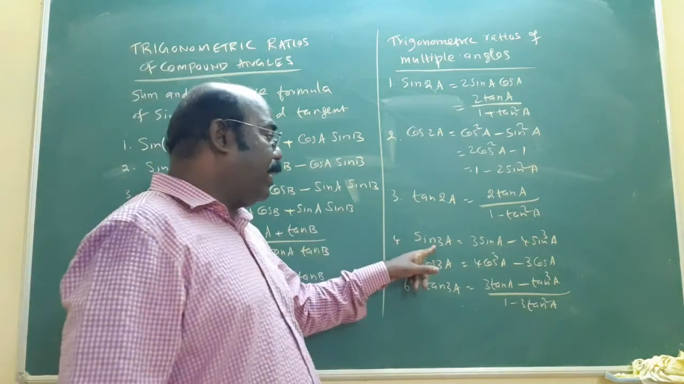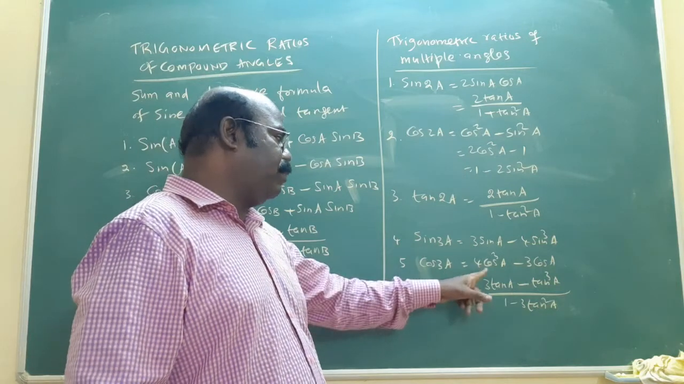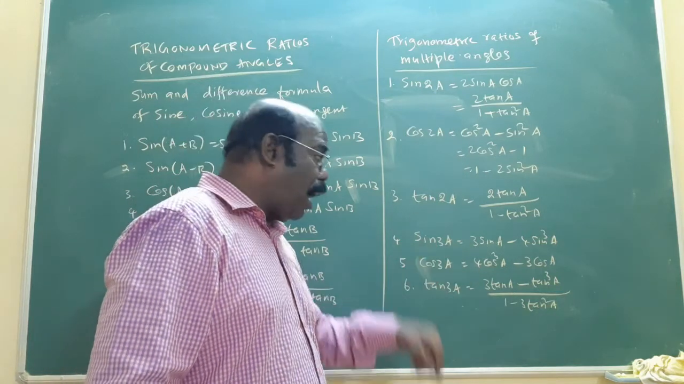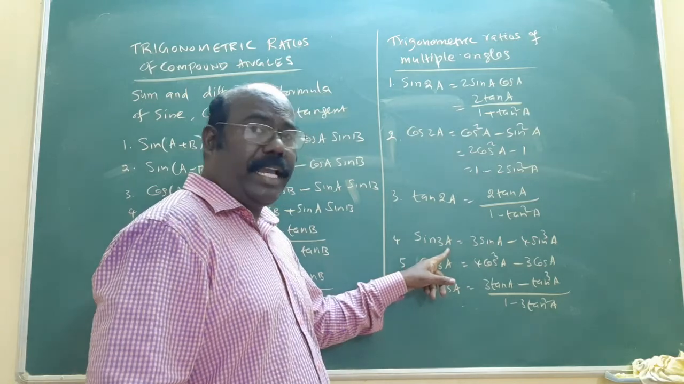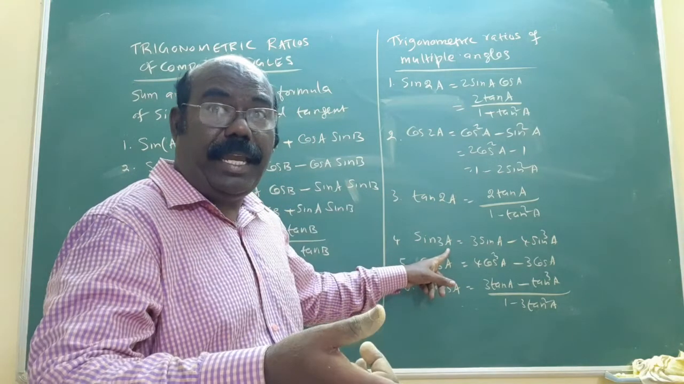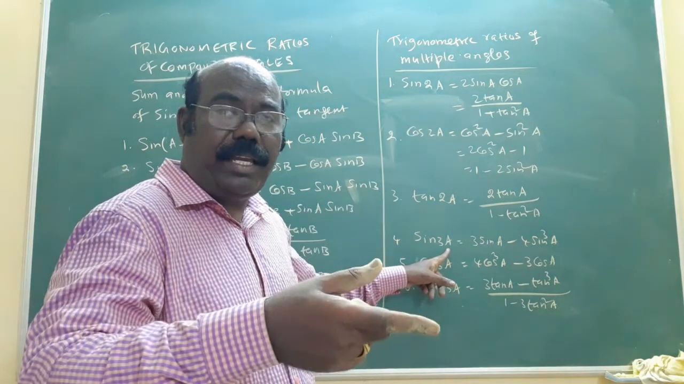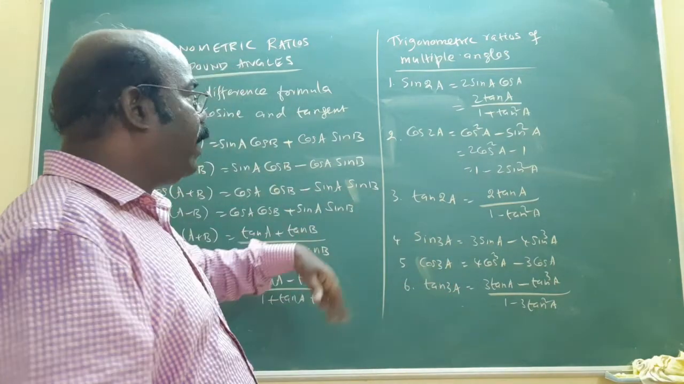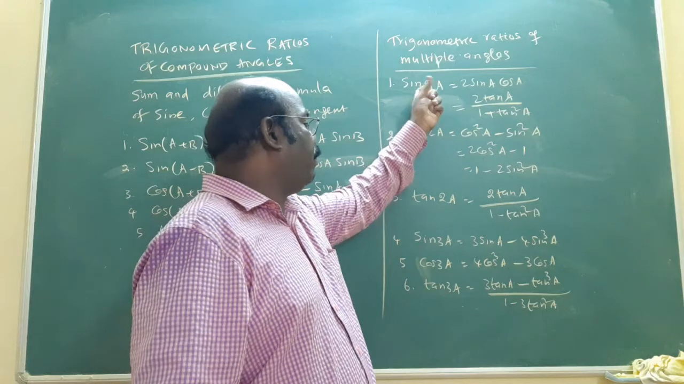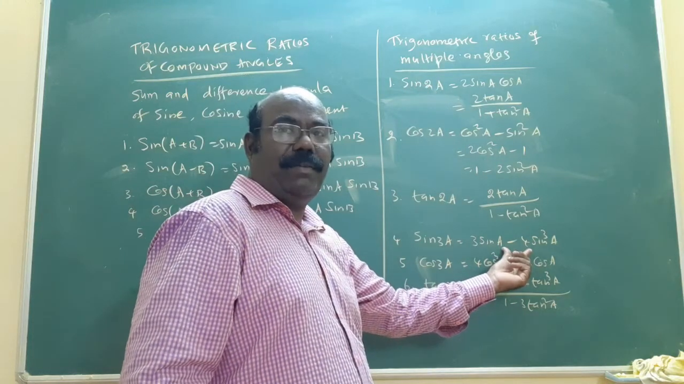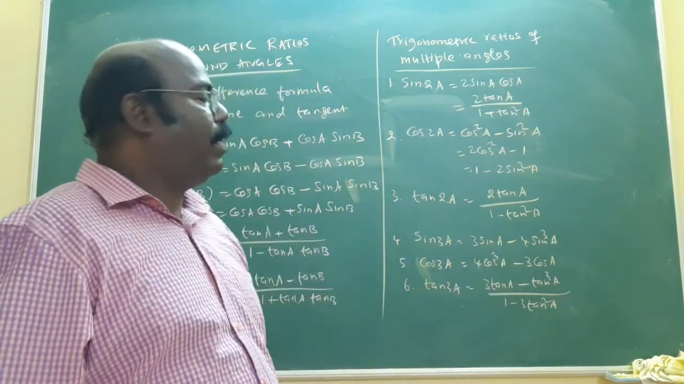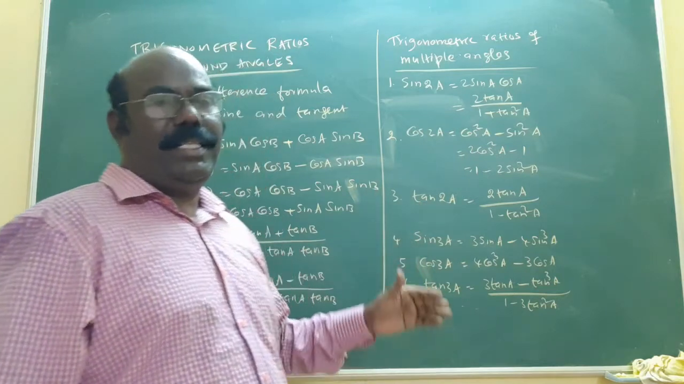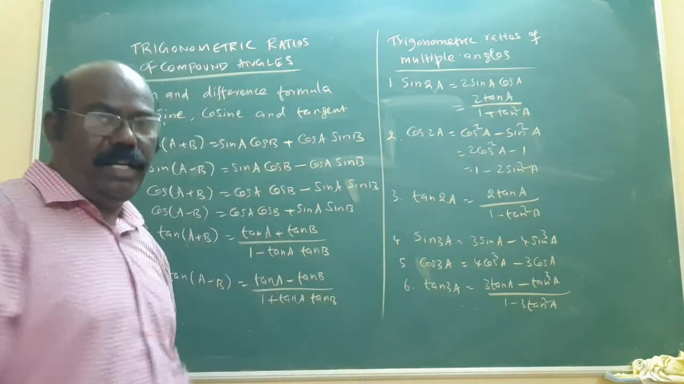Similarly, sin 3A is a formula, cos 3A is a formula, tan 3A is a formula. For this, sin 3A can be written as sin of A plus 2A. It is of the form A plus B. By using the first formula, and afterwards using the sin 2A formula, the sin 3A formula will come. Anyway, these are standard formulas, but they all come from the previous formulas only.